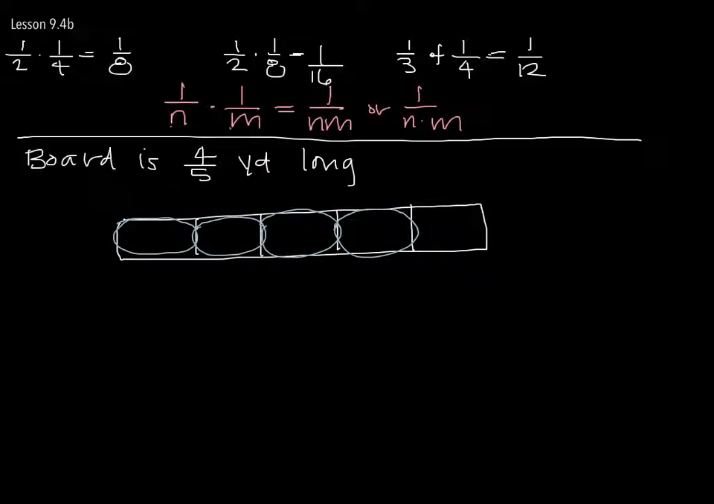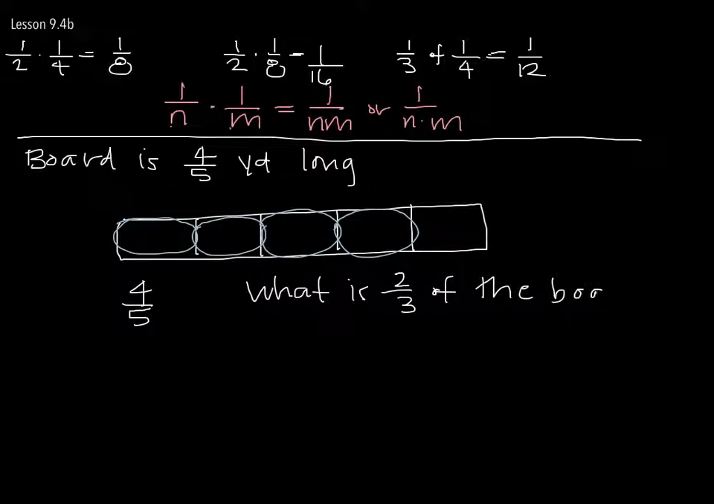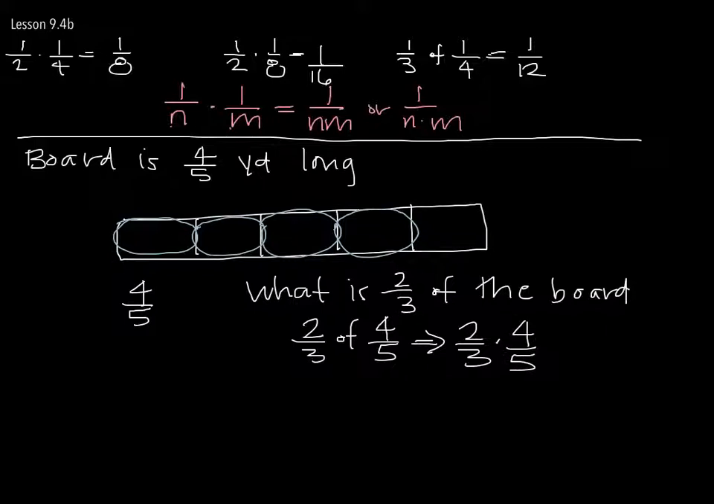So my question is, if we have 4/5 of a board, what is 2/3 of the board? What our formula looks like, it's going to be 2/3 of 4/5, which means 2/3 times 4/5. And what we're going to do is we have to break this 4/5. I'm pointing at it, you can't see. We have to break 4/5 now into 2/3. And each one of these we're going to break into thirds. So thirds, thirds, thirds, thirds, and thirds. Now we're going to take 2/3 of each one of those.